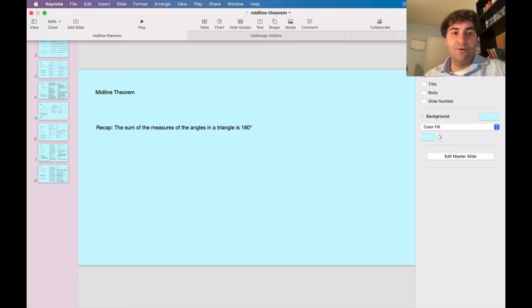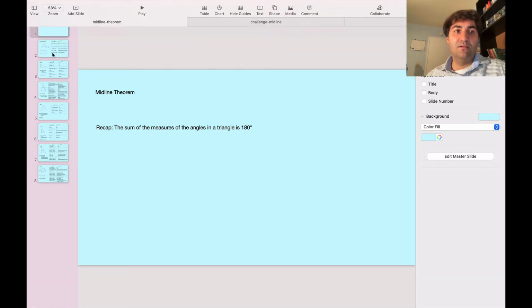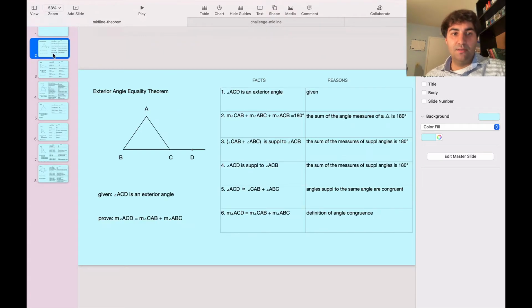In this tutorial I want to go over the midline theorem and its application to triangles. As a quick recap, the sum of the measures of the angles in a triangle is 180 degrees, so we're going to be using this fact a lot. Let's start off with the first theorem, the exterior angle equality theorem.